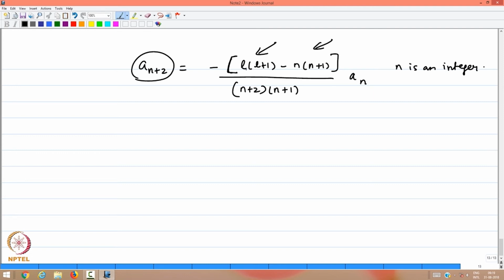If n is chosen to be L, a n is not 0, but a n plus 2 is 0. Okay. Therefore, you see the value of L is an integer, and the maximum value of L is to be n here, truncates the series to a polynomial.